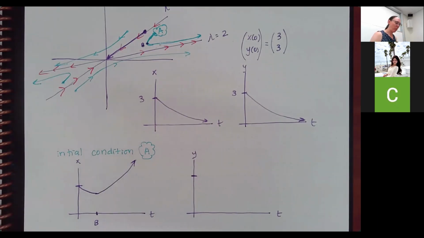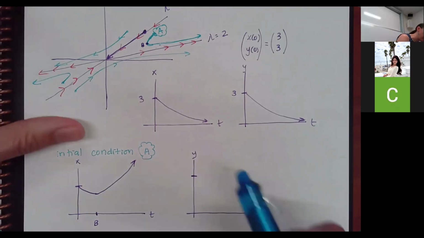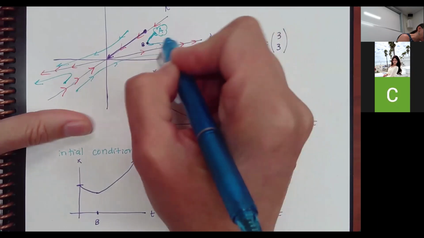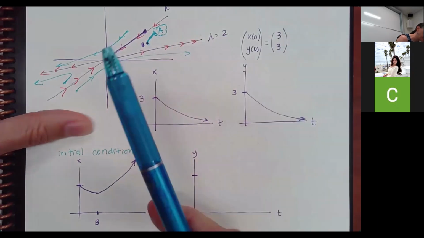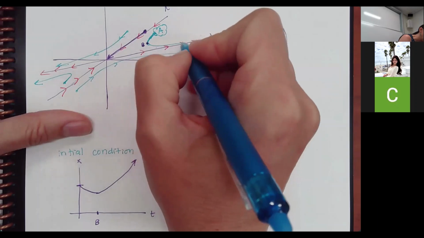Now, if I think about what's happening for y at the same time, I'm going to just subtly fix my curve here. And I'm going to push myself a little bit like that. Okay.